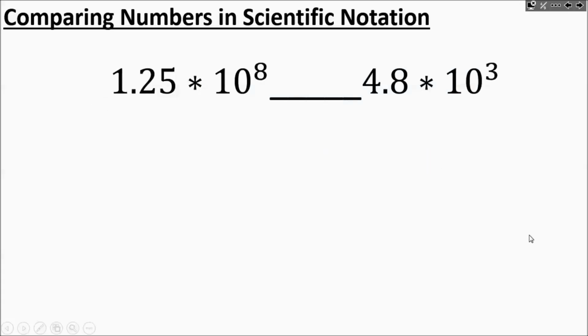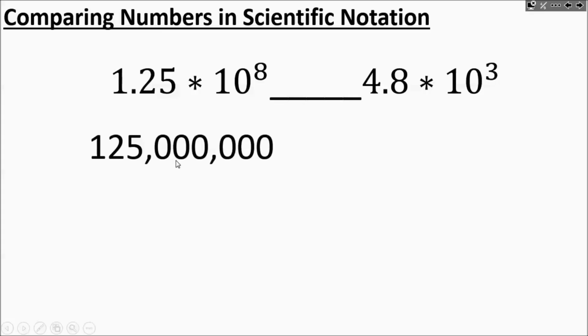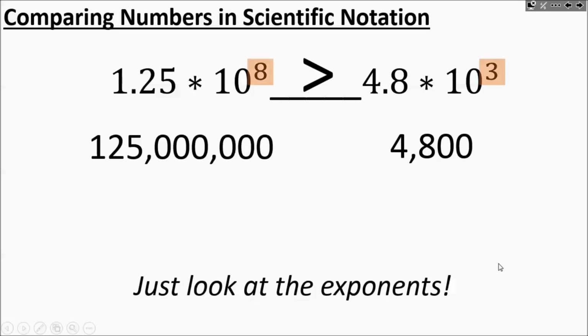Up here we have another one. Hopefully by now you're catching on. This should be a greater than symbol because this exponent of 8 is a larger than exponent of 3. Let's just work it out the long way. This is going to have a total of 6 zeros. Since it's a positive exponent, the zeros are going to go to the right. Over here we're going to have a total of 2 zeros. So 125 million is definitely larger than 4,800. Once again, you could have just figured this out by looking at the exponents. 8 is greater than 3. This is definitely going to have more zeros involved.